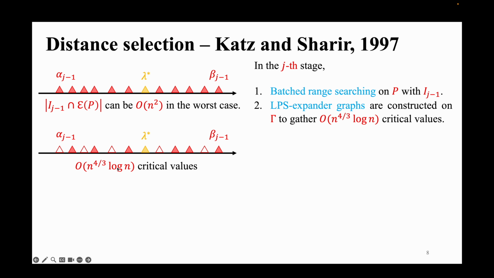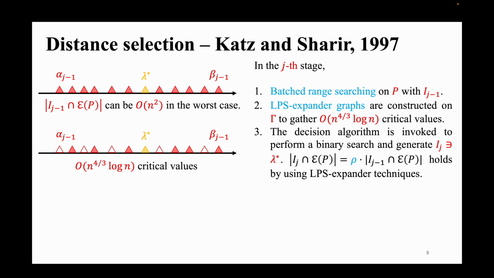We can see that some red hollow triangle will be ignored. Okay, only n to the power of 4 over 3 times log n critical values will be gathered. And we will run binary search on those gathered critical values with the help of the decision algorithm. By using the LPS expander technique, we can still guarantee that the number of critical values in the maintained interval is always a constant fraction of the number of critical values in the last maintained interval.